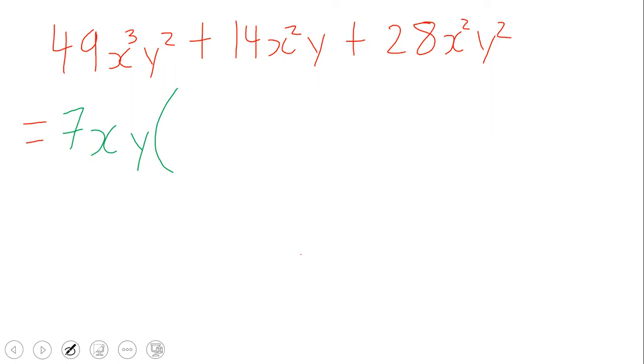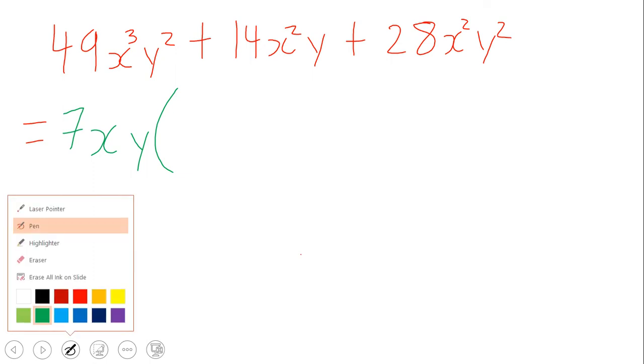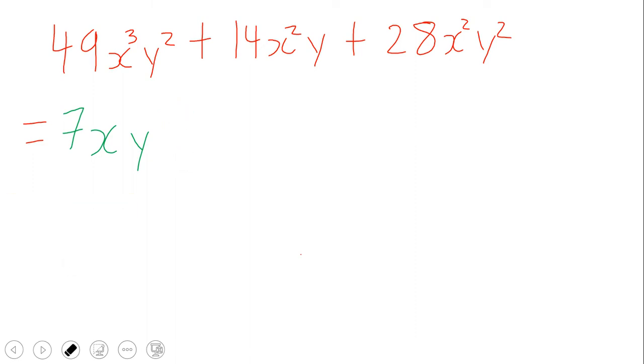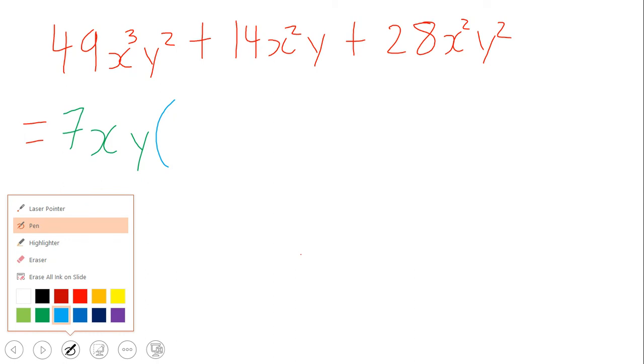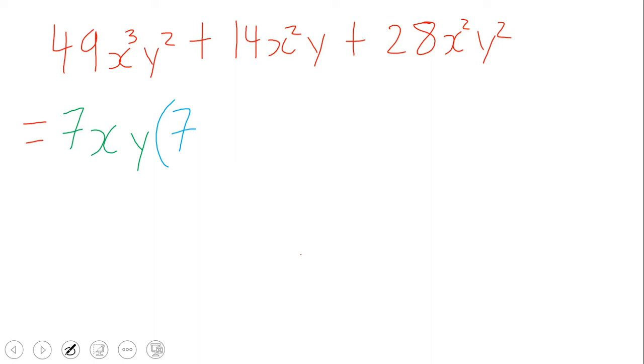All right, so next up, what else do we put? So 7 times 7 is 49. So you put 7. So 7xy, and what's going to be 7xy? So we definitely going to put 7 because 7 times 7 is 49. Miss, I forgot to put the square on it.